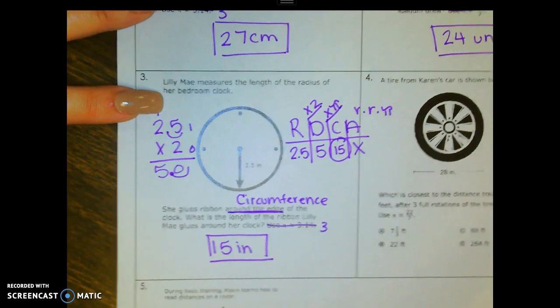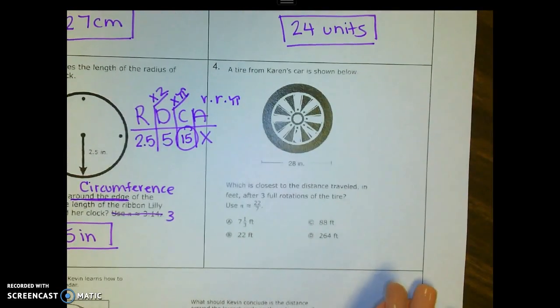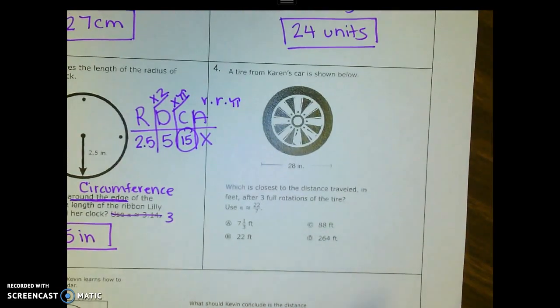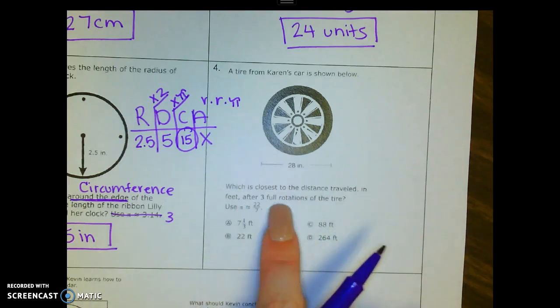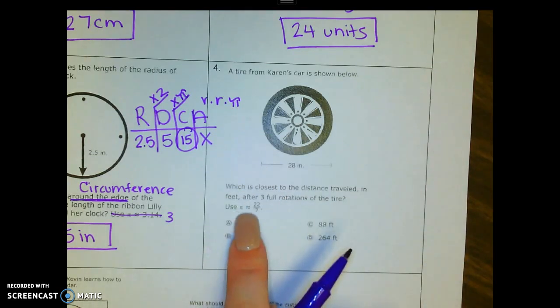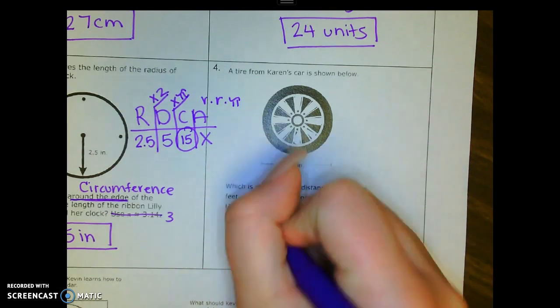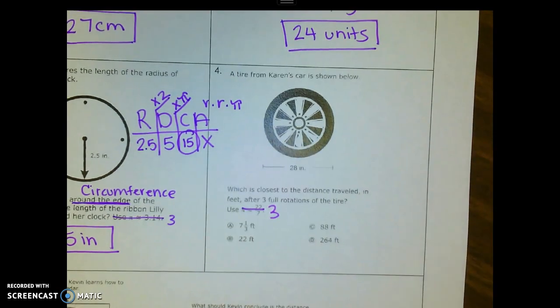All right, number 4. A tire from Karen's car is shown below. Which is closest to the distance traveled in feet after 3 full rotations of the tire? Use pi is approximately 22/7. Remember, we're using 3.